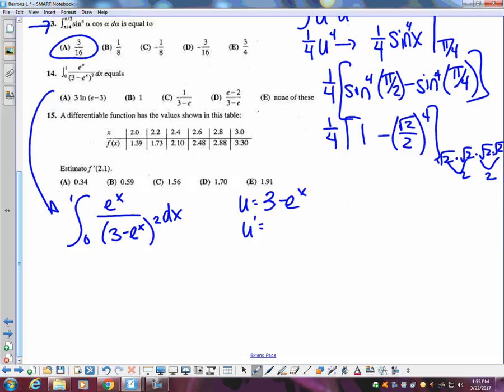Because then I know that u prime, well, the derivative of 3 is 0. And the derivative of e to the x is just e to the x, ln of e, which is 1. It is going to be a negative. So the only thing I need to come in here and add is a negative to compensate for that. So negative. Now I have a u prime on top and a u squared on the bottom. Okay, well I'm going to rewrite this and use my power rule to integrate.